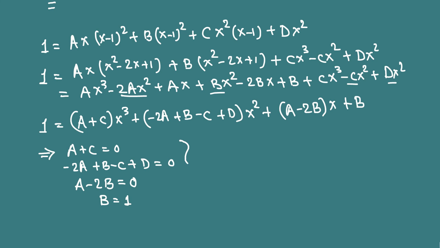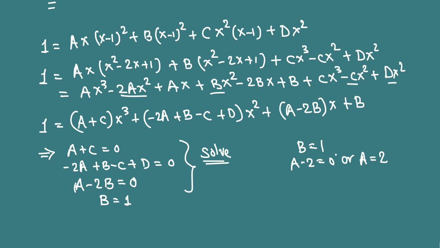Now we need to solve this system of linear equations. At least we already know b equals 1. Plug in b equals 1 so that you can find the other constants. From the third equation, a minus 2b equals 0, when we plug in b equals 1, we get a minus 2 times 1, a minus 2 equals 0. That means our a equals 2.